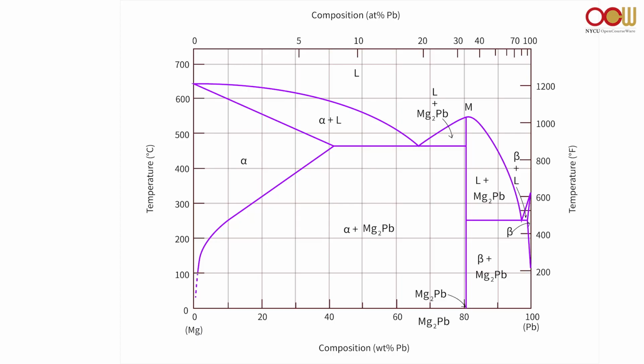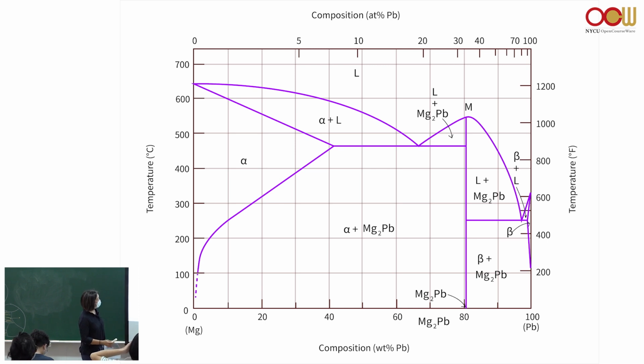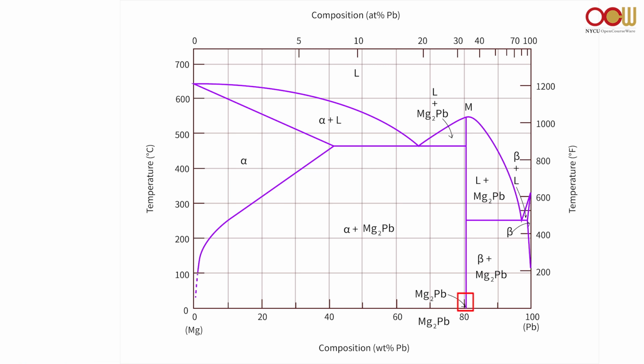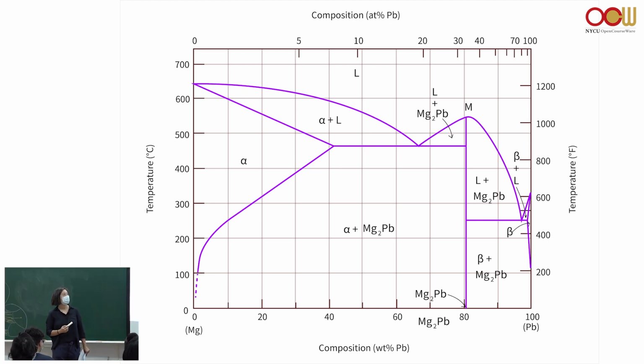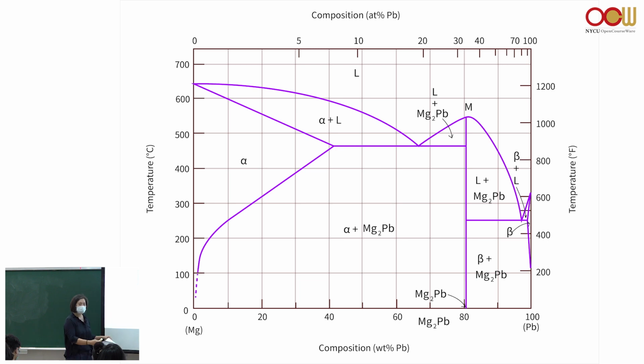Here's another example. Okay, so this is magnesium and lead, and at roughly 81 or 80 point something weight percent lead, you have an intermediate compound that's Mg2Pb. So that intermediate compound exists only at one specific concentration, instead of a region, right? Usually we have a single phase that occupies a region. This one is just a line, but that's still okay.